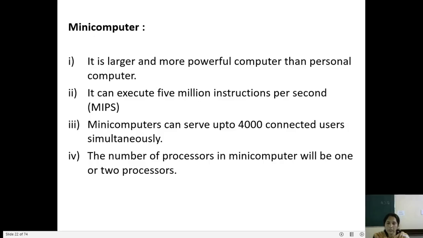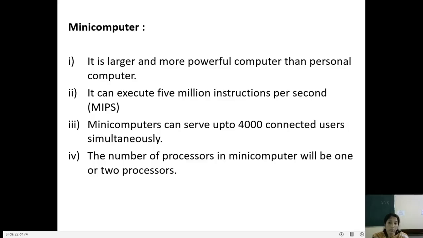When it comes to the minicomputer, the size is a little bit larger when compared to the micro, and it's more powerful than a personal computer. These computers we generally use in the bank sectors as well as in company sectors. And the speed, compared to the microcomputer, is 5 million instructions per second. A minicomputer can serve up to 4,000 connected users simultaneously. Note this: minicomputers help to serve up to 4,000 connected users at a time.